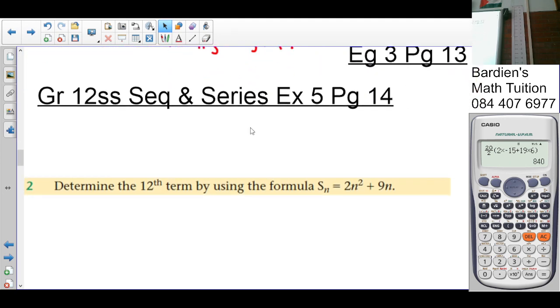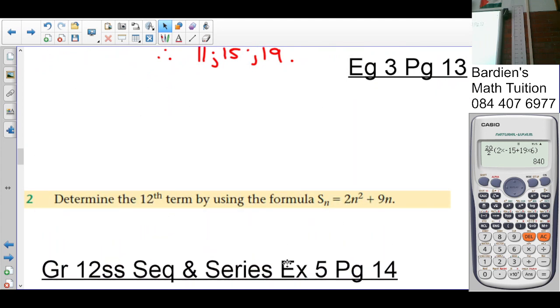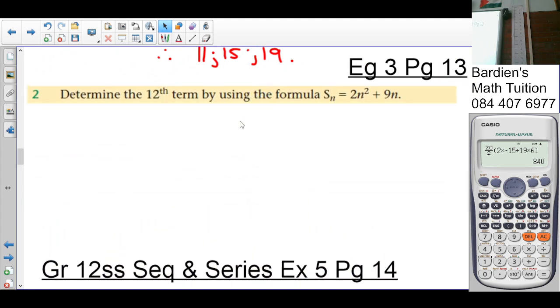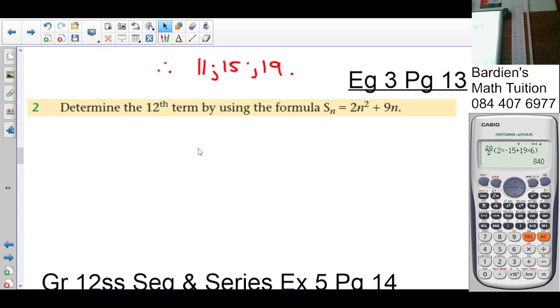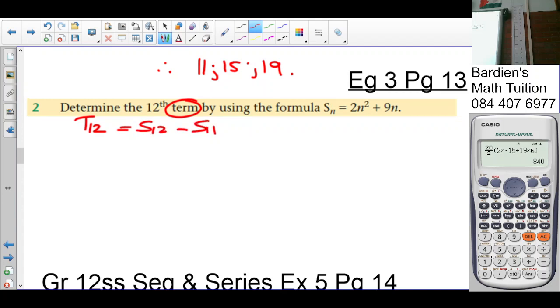Then the next question says, in number 2 of that example 3 on page 13, we are told, determine the 12th term by using the formula Sn is equal to 2n squared plus 9n. So how do we work out term 12? How do you work out T12? It's going to be S12 minus S11. So how do I get S12? I substitute 12 where I see it. So it's 2 times 12 squared plus 9 times 12.